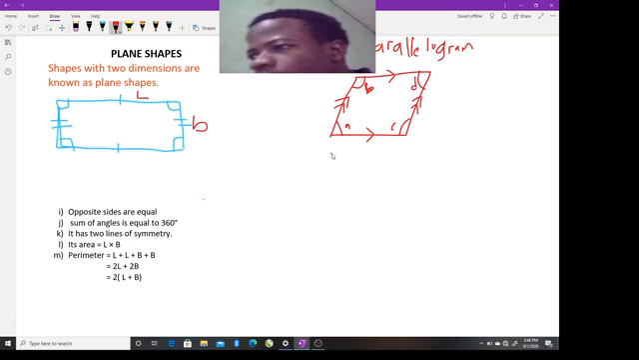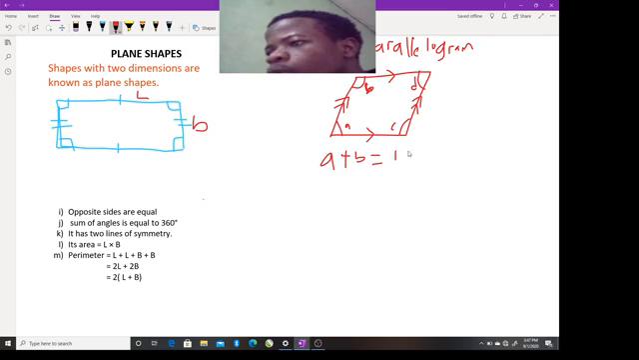So you should note that A plus B, they are like supplementary angles. They will be equal to 180 degrees. Please note that. The same thing goes for C plus D. Then what are the properties? Opposite sides are parallel and equal.